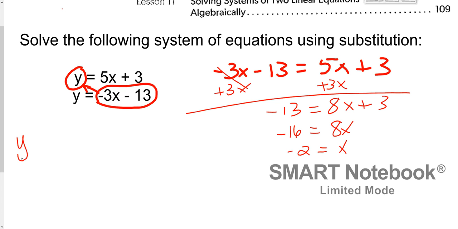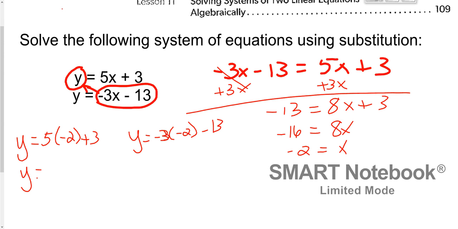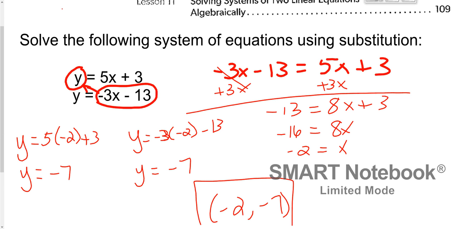Plug that back into both equations just to be safe. If you only plug it into one, it's taking the lazy way out because you don't know if it's right or wrong. Negative 10 plus 3 is negative 7. 6 minus 13 is negative 7. So the answer is negative 2, negative 7.